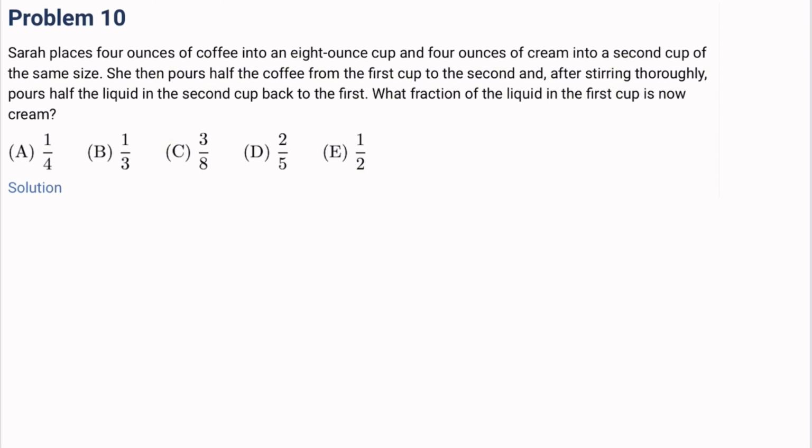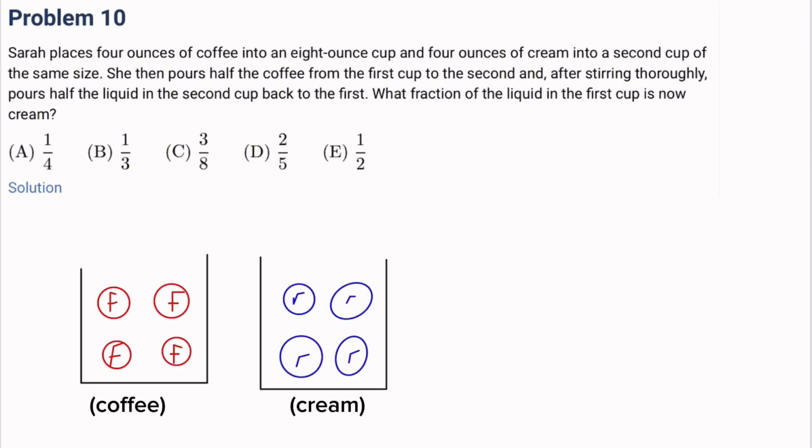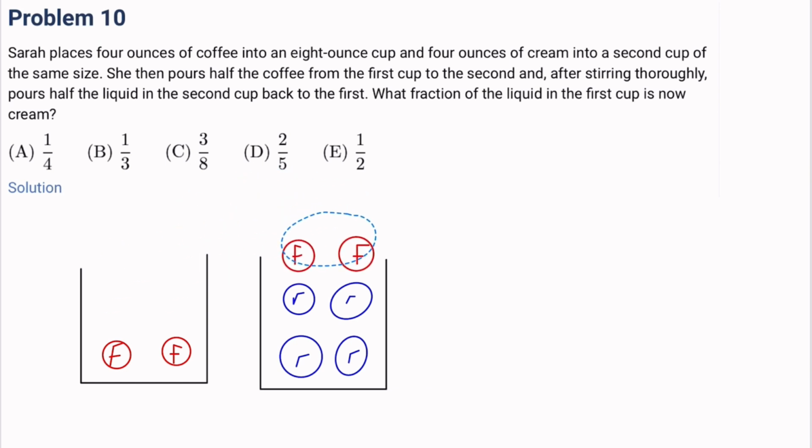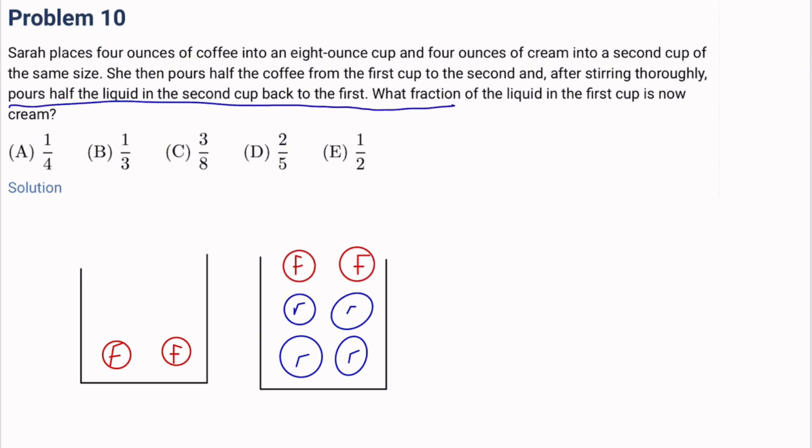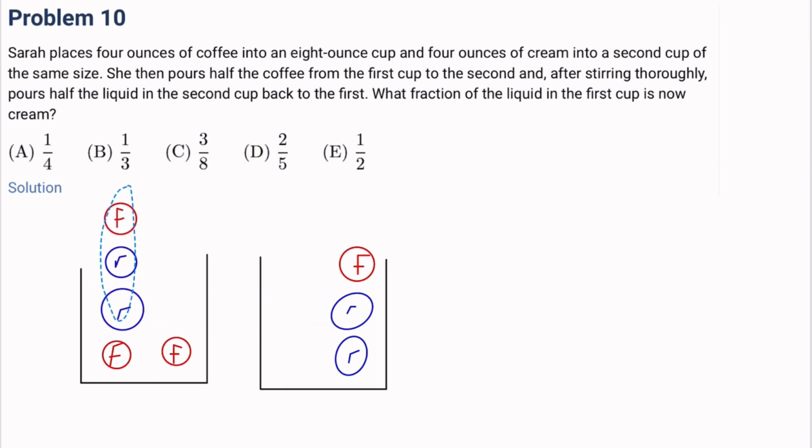Okay, so let's just visualize this in a diagram. And so if we just move these around, then we will have our answer. It says she pours half the coffee from the first cup to the second. And then she pours half the liquid in the second cup back into the first. So she pours half the second cup into the first, right? So this is what happens. And if we just put these down, this will be our final result, right?